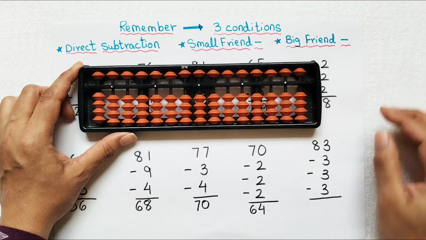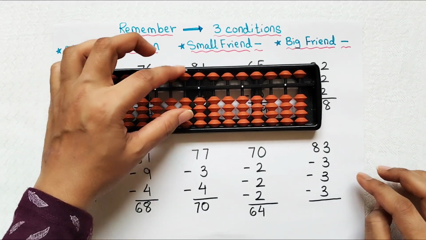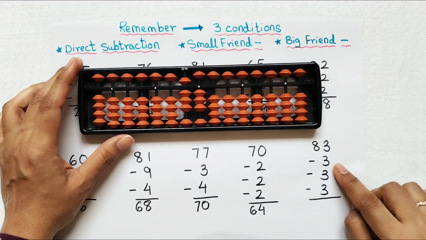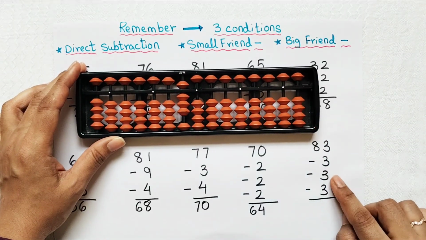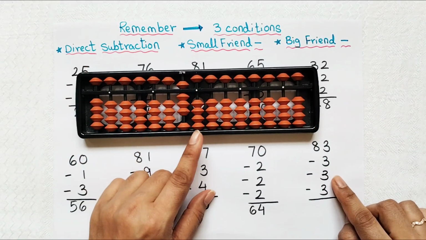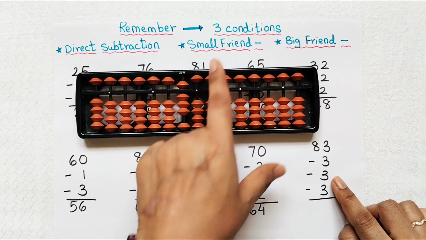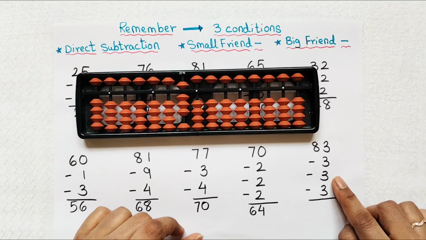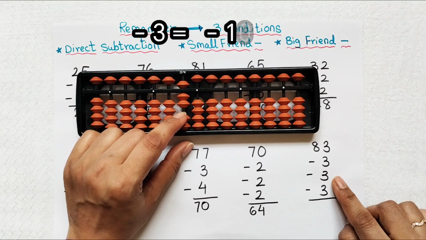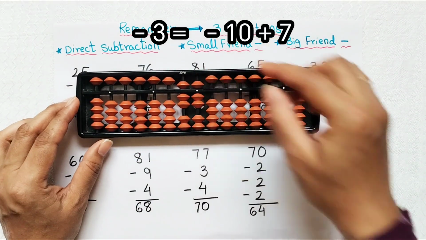Okay, next one. 83 less 3 less 3. 83 less 3. The first one is direct subtraction. Next, again less 3. I cannot do direct subtraction. I cannot even use small friend. What will I do here? I have to use the big friend subtraction formula. That is less 10 plus 7.